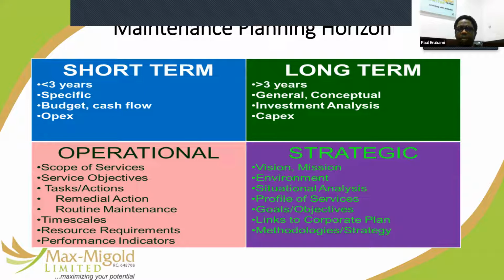The long-term maintenance is tied to capital expenditure, major investments in the assets. Things like the overhaul I mentioned, which gives an asset a new lease of life, replacing major components or aspects of it. They are more long-term. They are longer than 3 years in terms of the impact and the planning horizon. And then they are strategic.